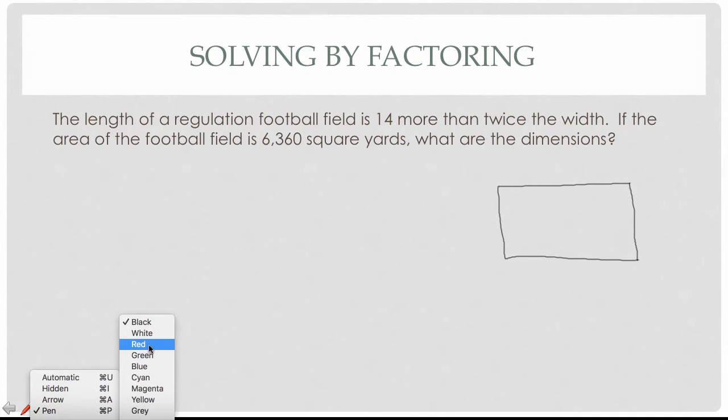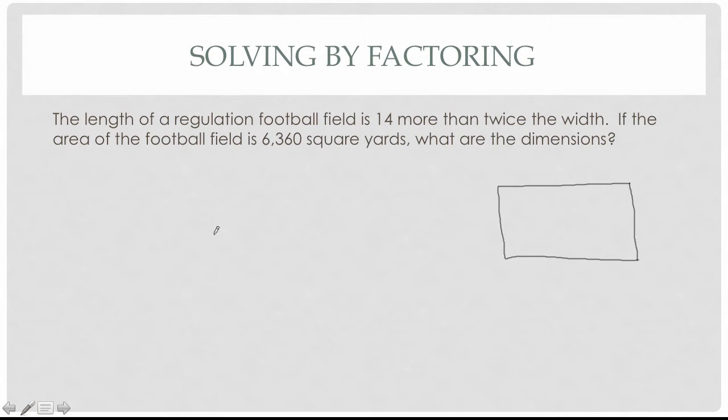And I'm told some stuff about this rectangle, right? The length of the football field is 14 more than twice the width. So twice the width, 2 times w, and 14 more is plus 14. So there's the length, and there's the width: 2w plus 14 and w. Okay, I've got my dimensions. I'm starting to translate the problem into the right picture, understanding it.